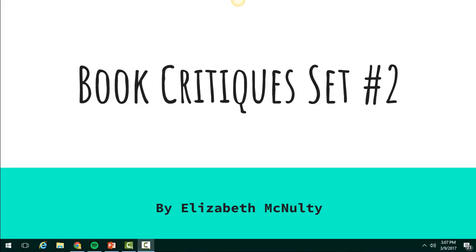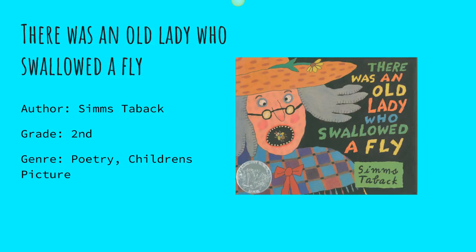Hi, my name is Elizabeth McNulty, and for my second book critique, I chose to focus on the Caldecott Award-winning children's poetry book, There Was an Old Lady Who Swallowed a Fly by Simms Taback. It is a book that could probably be used for any grade from preschool to 4th grade, but I will be using it specifically for a 2nd grade lesson.